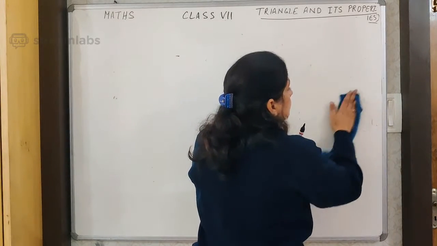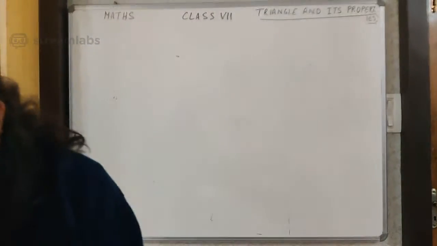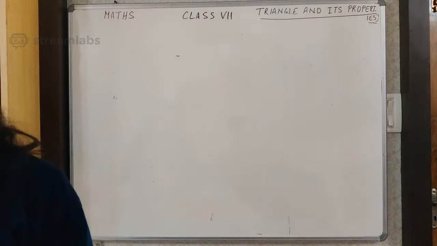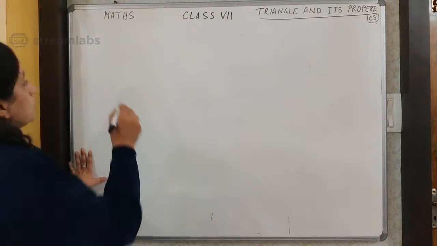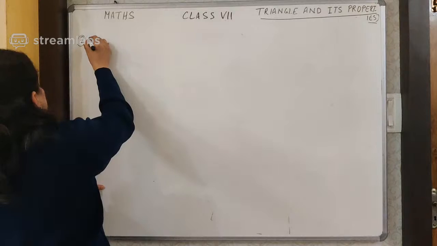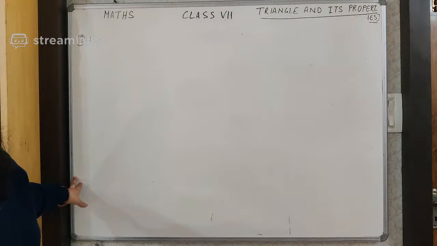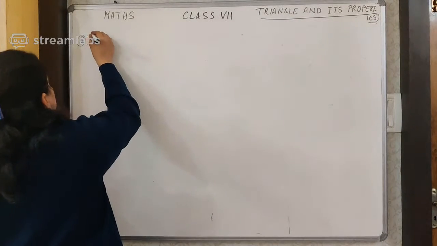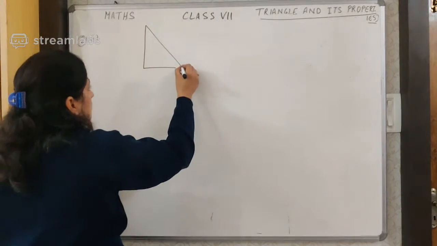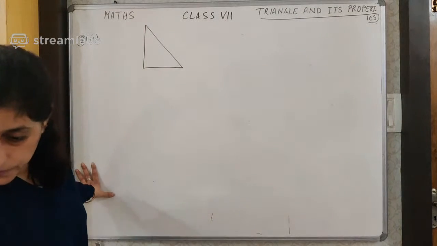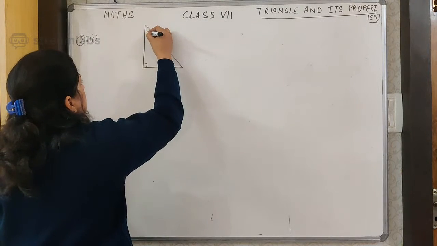Okay. Now we move on to the next question. Another very interesting question. This is the third question of the second one. We have done two, so this is the third one. And the figure goes like this. We have a right angle triangle. This is 90. This is given 50.